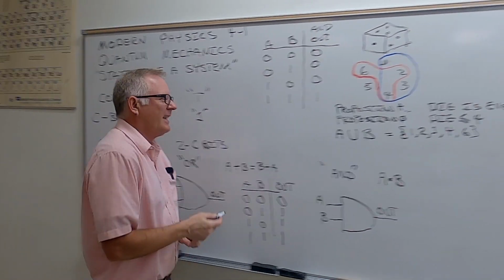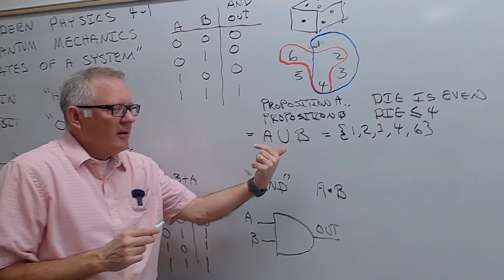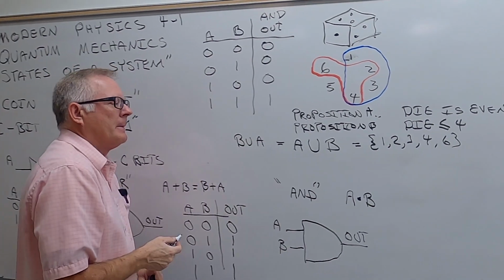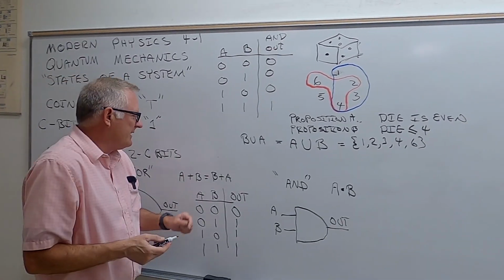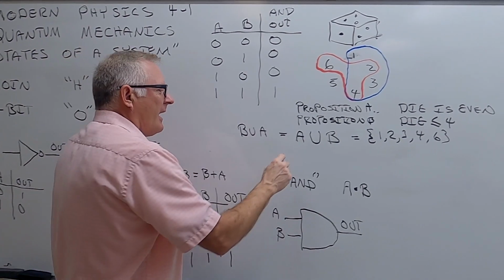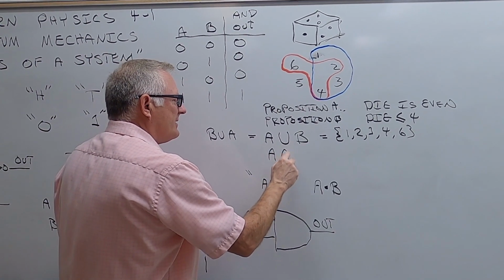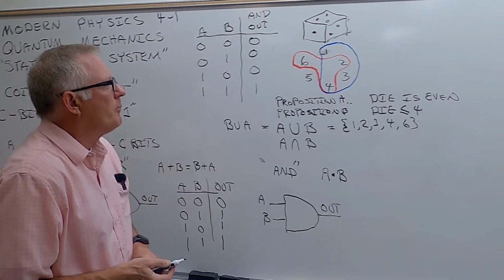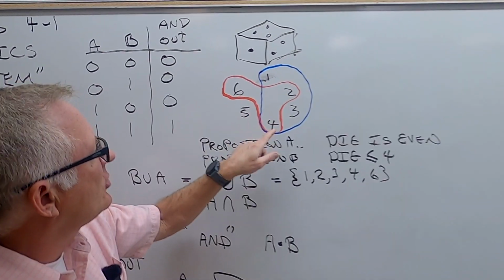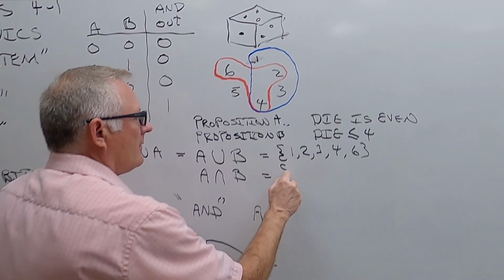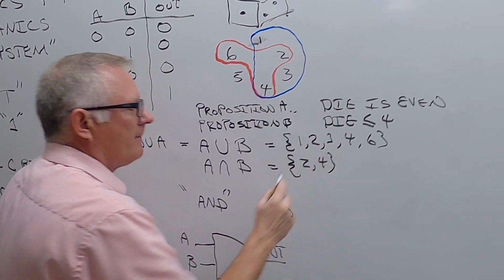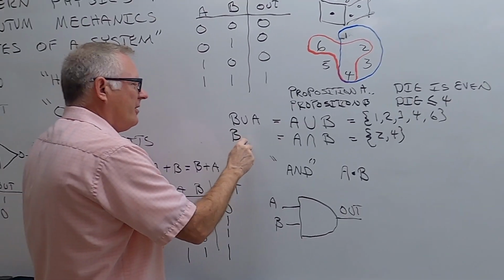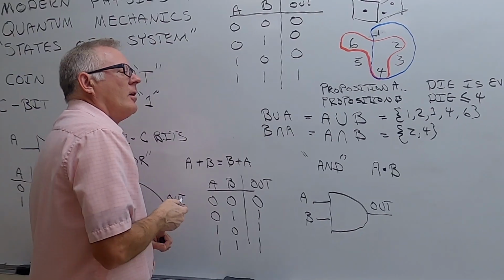And we can also see that that is the same as B union A. This is very similar to the OR right here. And we can say A intersect B. That's what's in both. The only things that are in both look like just the 2 and the 4. So that would be 2 and 4. And that also is equal to, if I reverse the order, B intersect A. It's the same thing.